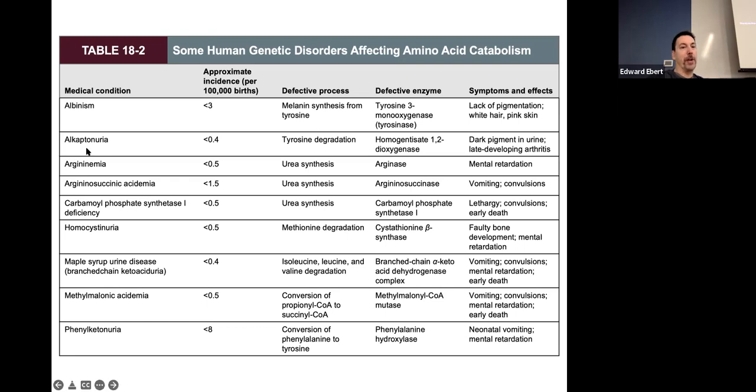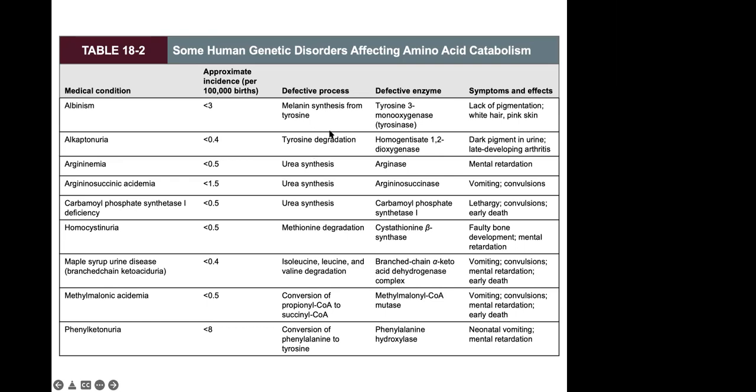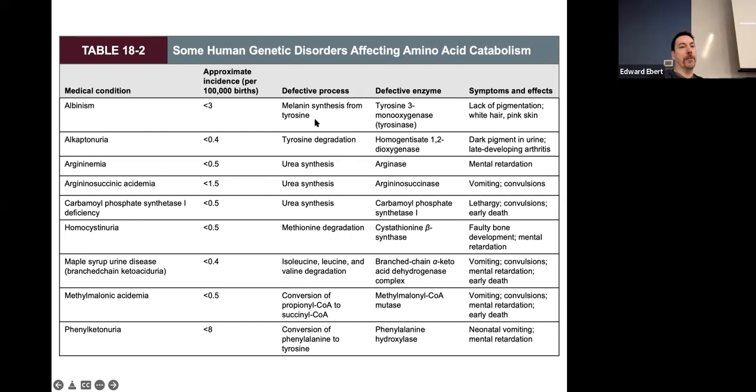If you look at something like alkaptonuria, this is another tyrosine pathway deficiency, but it's different. Instead of being unable to convert tyrosine into melanin, here we just can't degrade it. So with this particular enzyme, we end up with dark pigment in urine and late-developing arthritis. So presumably there is an accumulation of intermediates.